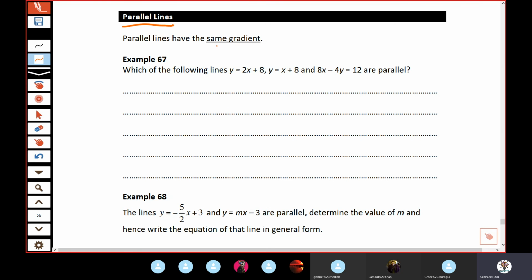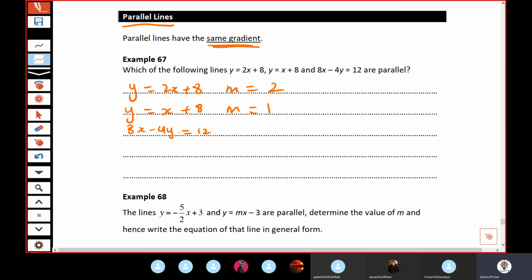Parallel lines have the same gradient. So which of the following lines are parallel? This one, y equals 2x plus 8. What is its gradient? 2. y equals x plus 8. What is its gradient? 1. And then 8x minus 4y equals 12.